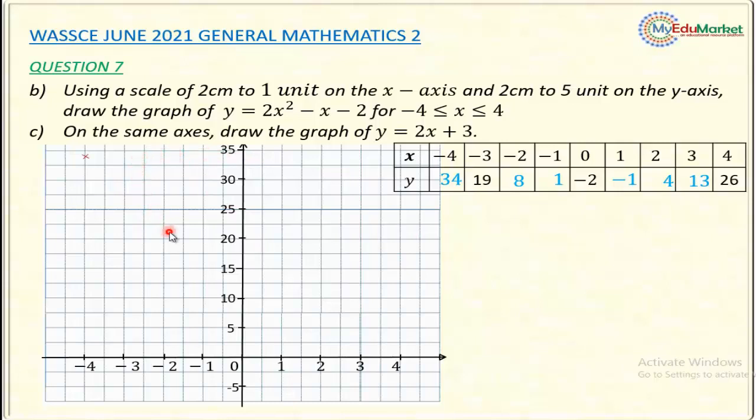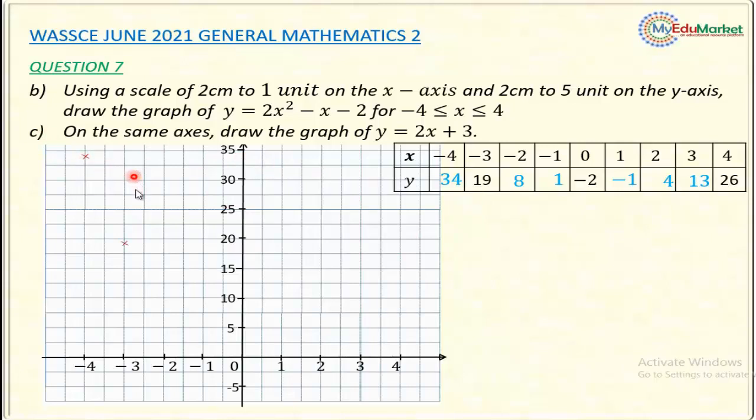So I'm going to mark it like this. I'm going to make a little cross here. Going down is x = -4. Moving like this is y = 34. So this is the first point.